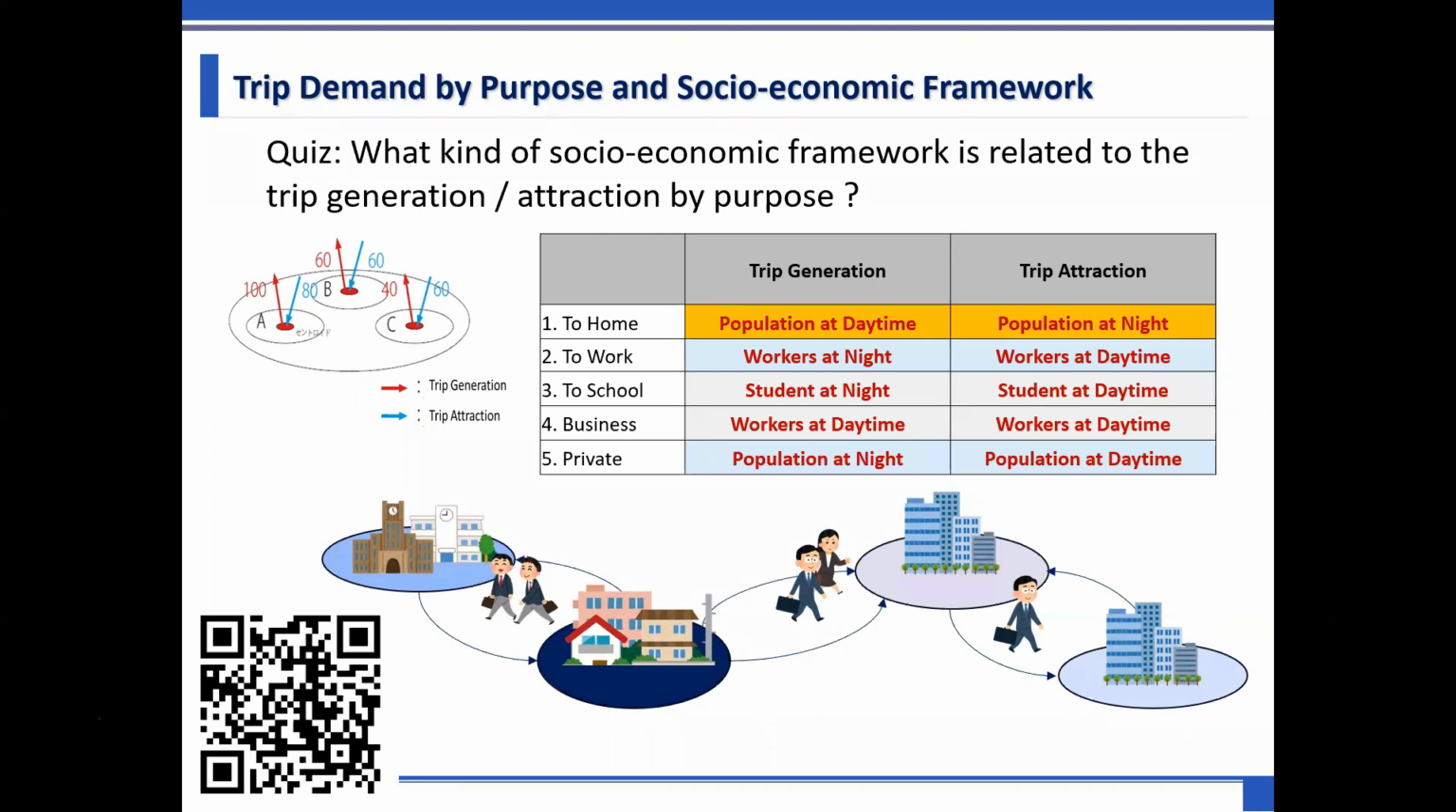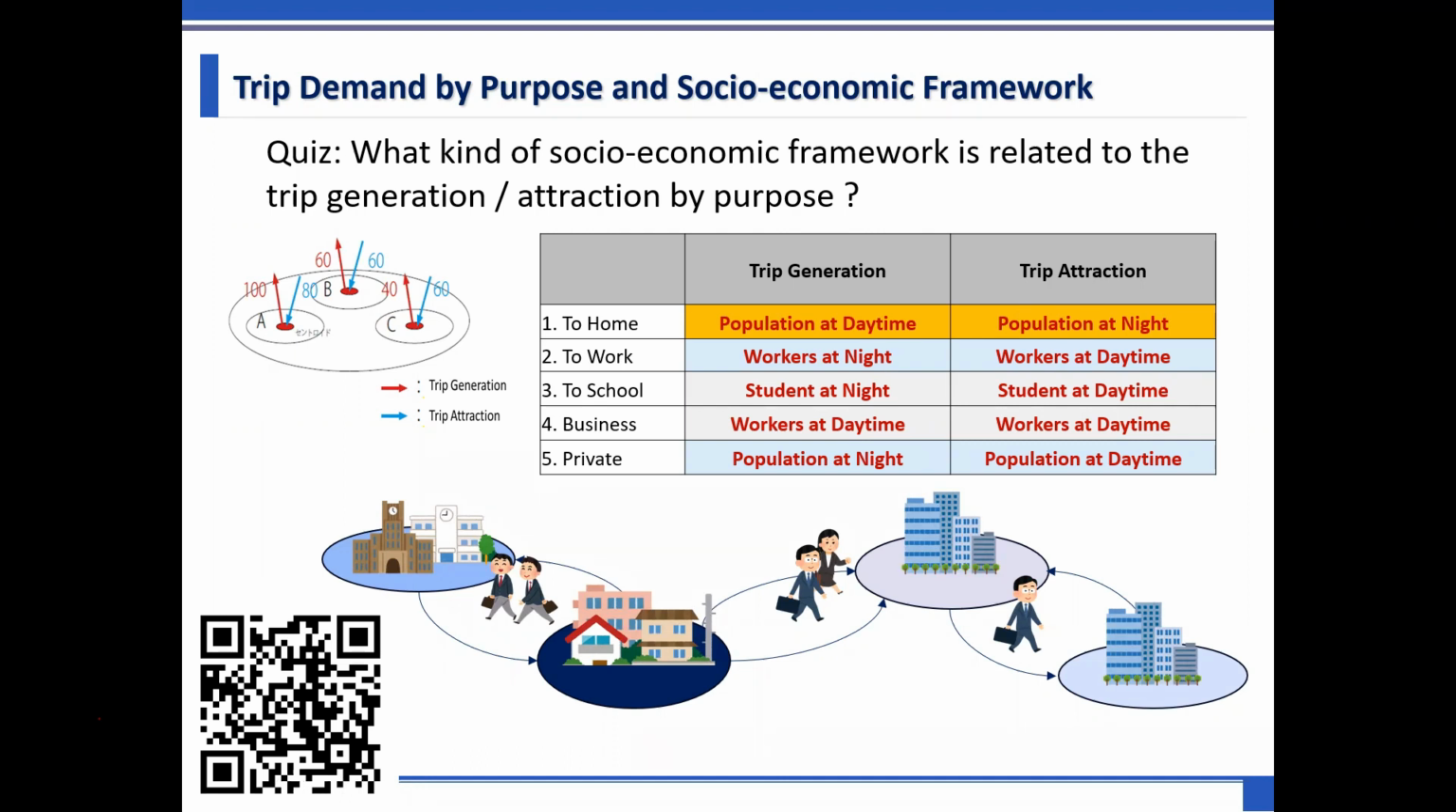As a result, zones with high daytime populations and high trip generation to home are expected. On the other hand, for work trips, high trip generation is expected at zones with a high number of workers at night. Zones with high trip attraction to work are zones with a high number of workers at daytime.